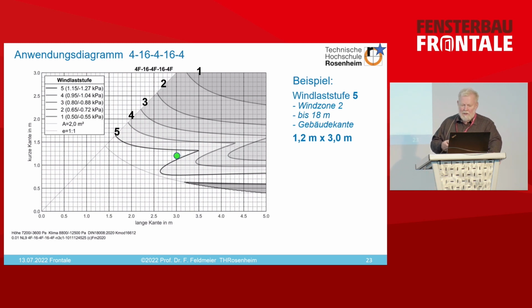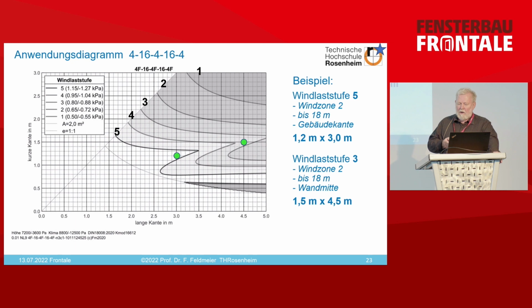As an example, I'm in wind load zone 5, that would be wind zone 2, Berlin, for example. So below 18 meters. And unfortunately, the window is by the building edge, then you're in wind load zone 5, so it's 120 by 3 meters. The green dot shows us where we're at. Is it approved in wind load zone 5? Yes. So if you're below line 5, it's acceptable.